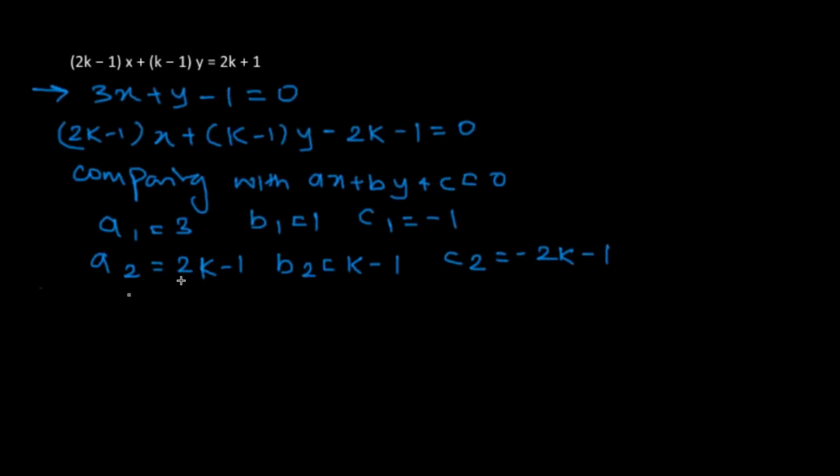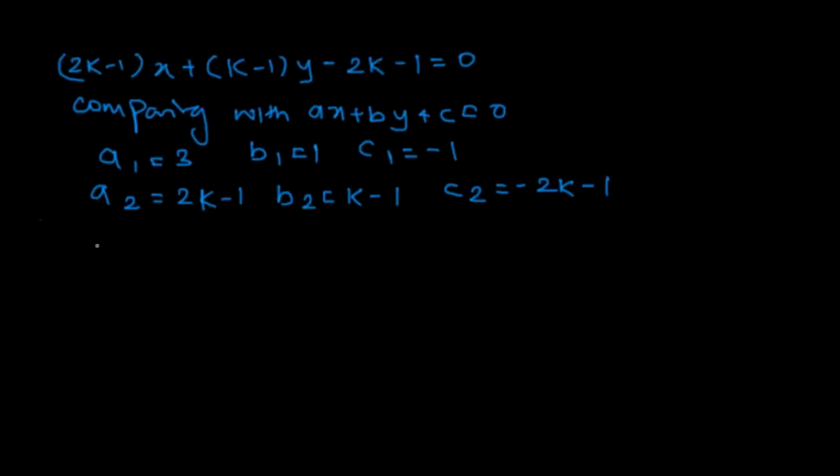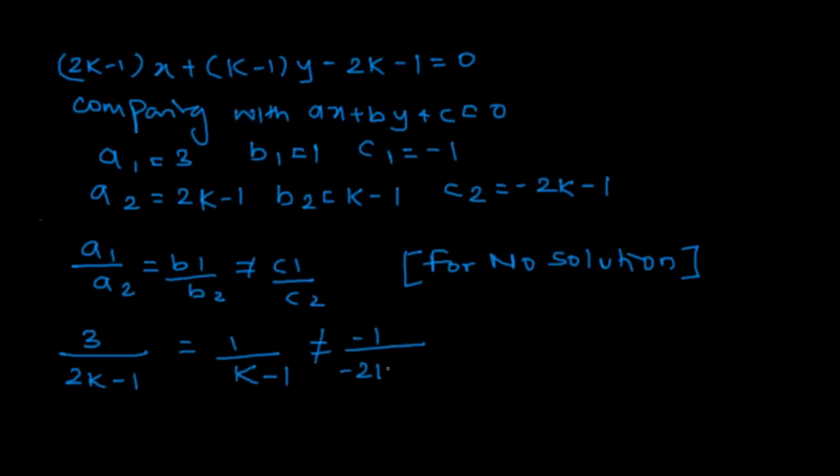Now for no solution, they have given you a condition that it has no solution. For no solution, I'll write the condition: a1 upon a2 should be equal to b1 upon b2, but should not be equal to c1 upon c2. This is the condition for no solution. We need to follow this condition because it is already given that it doesn't have any solution. So 3 upon 2k minus 1 equals 1 upon k minus 1, and should not be equal to minus 1 upon minus 2k minus 1. This will help us find the value of k, using the first two ratios.